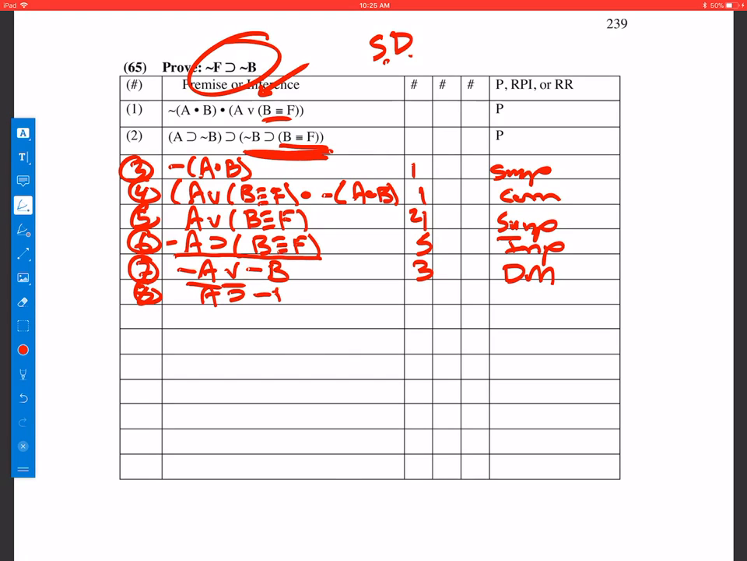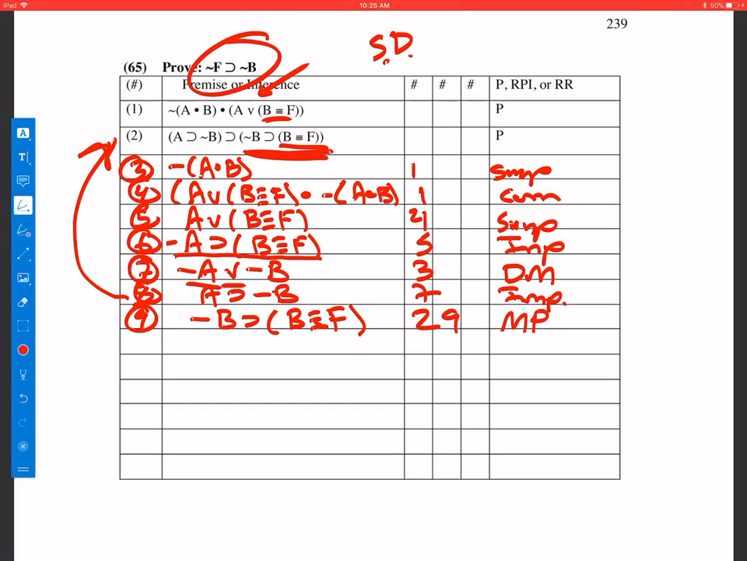And now notice if we convert this or to an if then, we get A, then not B, 7 implication. And that's what we need to do the modus ponens with line 2. And we get not B, then B, if and only if F from 2 and 9 modus ponens. Okay, so I've got 2 lines that I wanted, 6 and 9. So now I need the disjunction not A or not B, which I also have on line 7. So I actually have all the pieces I need.